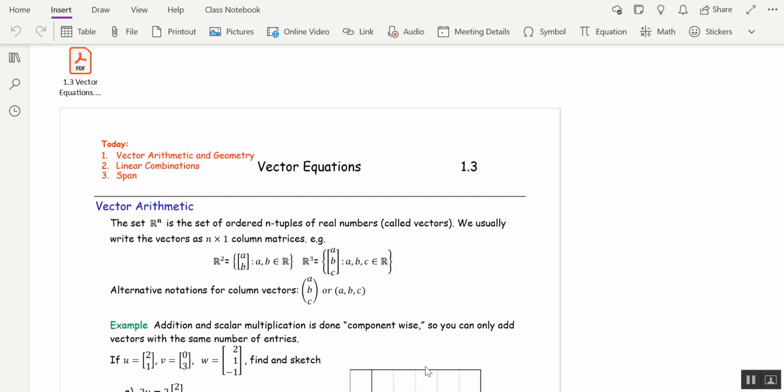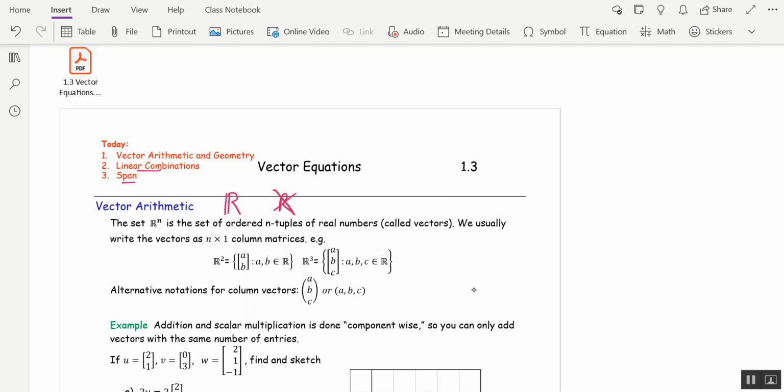This is section 1.3. Today we're going to cover two of the most important definitions in this class, linear combination and span. Let's start with vector arithmetic and descriptions of vectors. So the set Rn, and if you're writing this longhand, it's double back R, not R. This indicates the set of real numbers. And so Rn is the set of ordered n-tuples of real numbers.